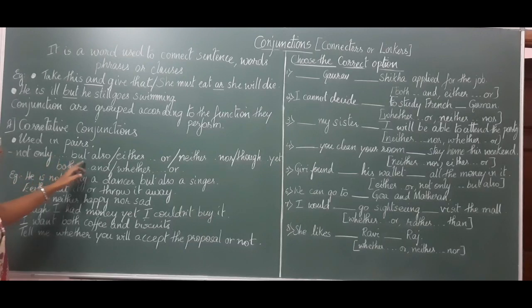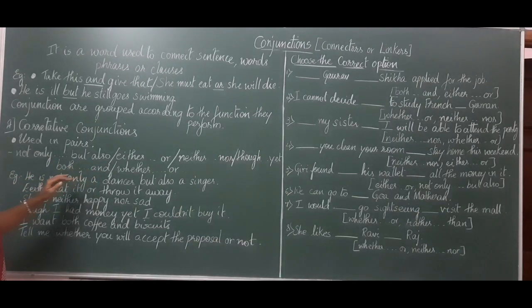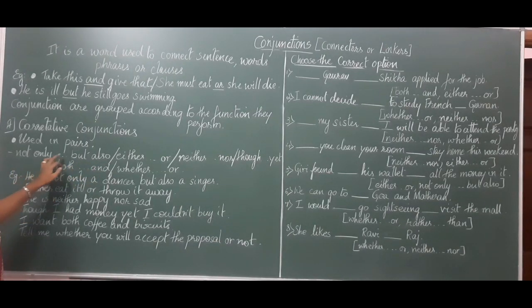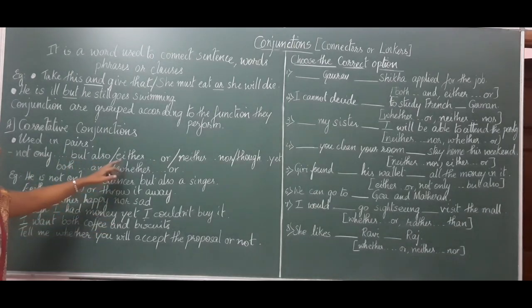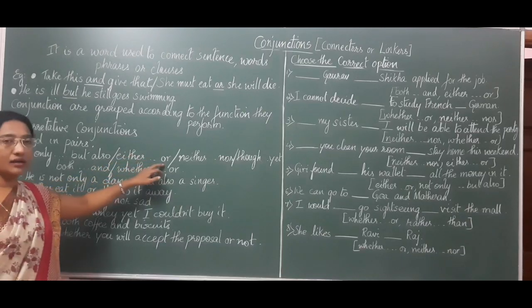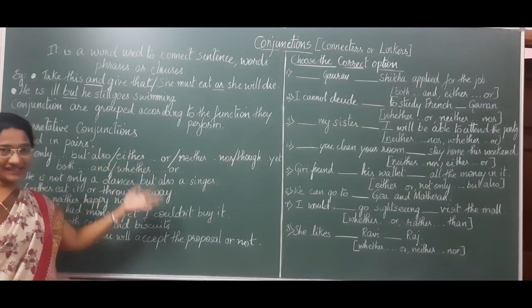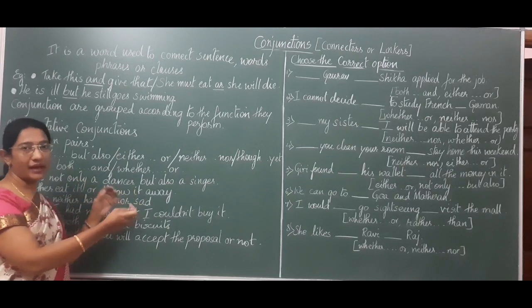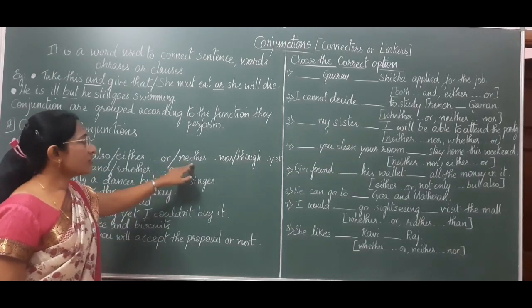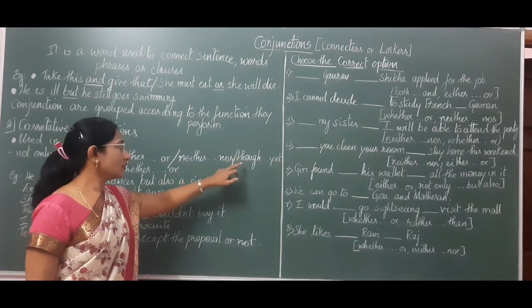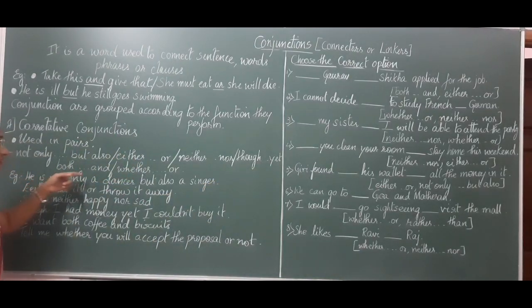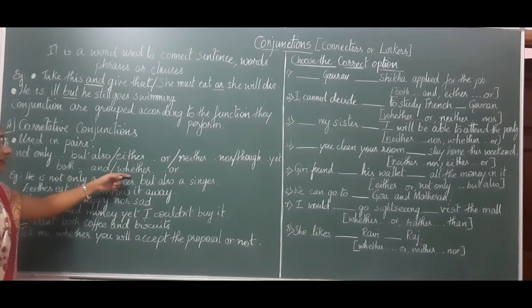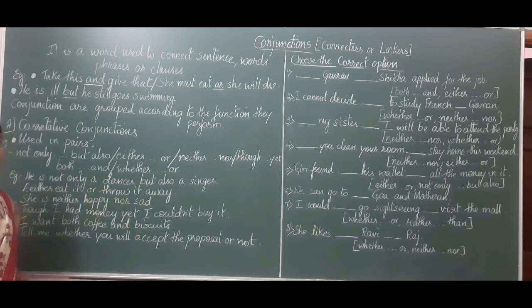They go with pairs in the sentence. Not only, but also: both are used in the same sentence. Either, or: you see, both are used in the same sentence. They go pairwise. Neither, nor; though, yet; both, and; whether, or. Let's see a few examples.